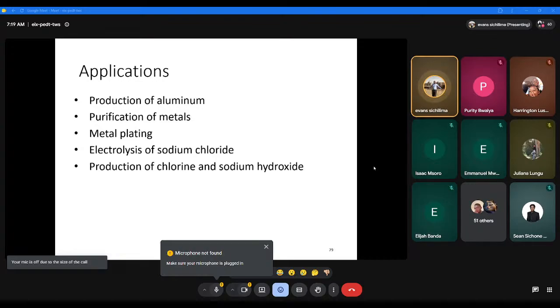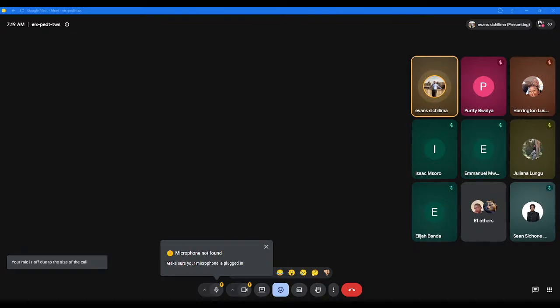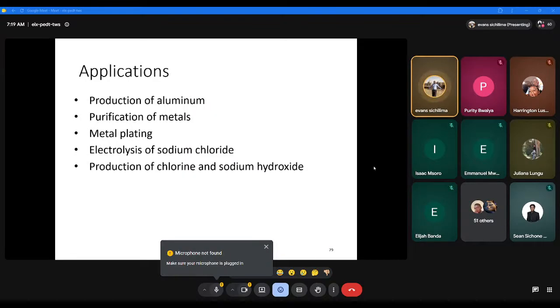Production of chlorine and sodium hydroxide. So these are some of the applications. We'll try and dive in and look at each one of them and see how this is applicable.